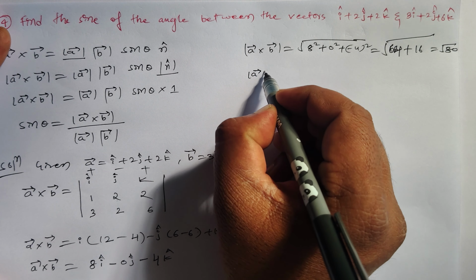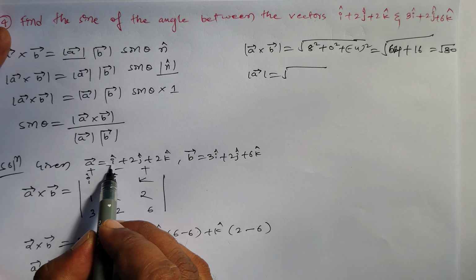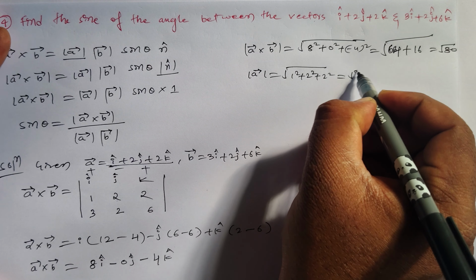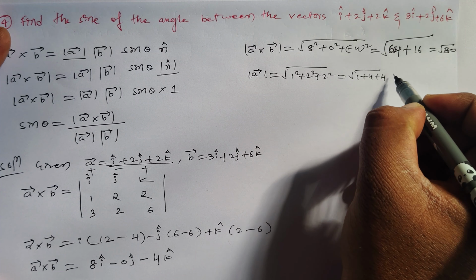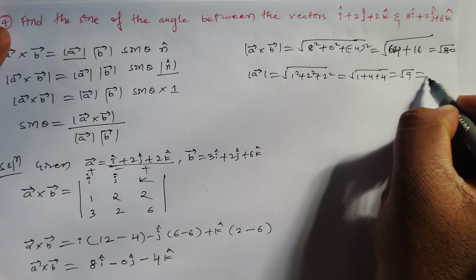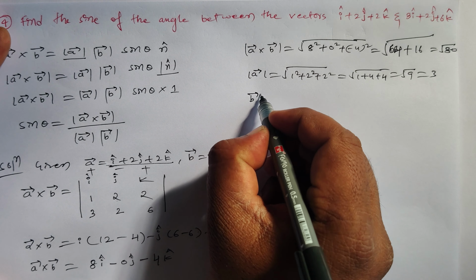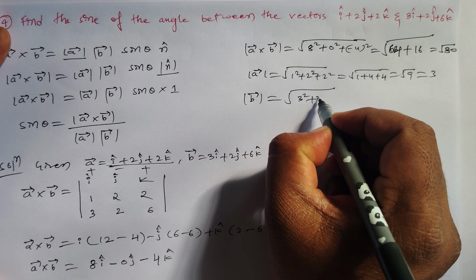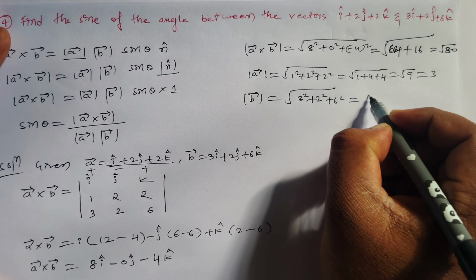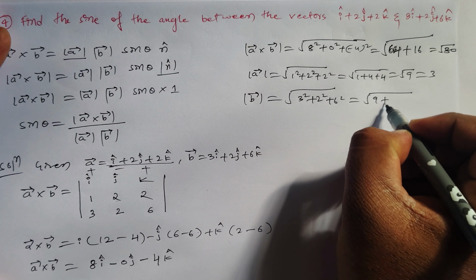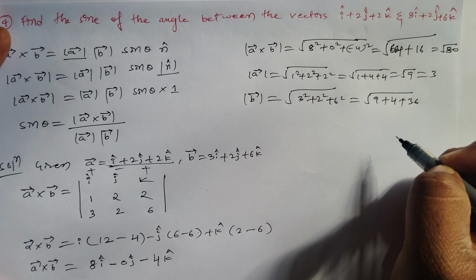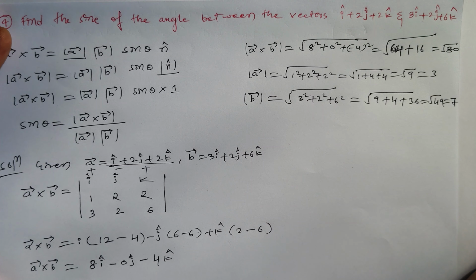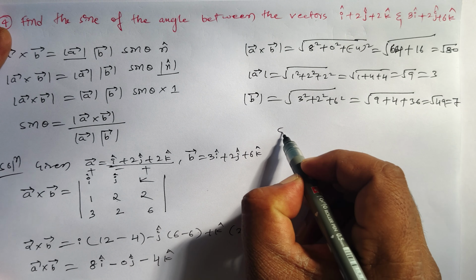To find magnitude of A vector, magnitude of A vector is equal to root of 1 square plus 2 square plus 2 square, that is equal to 1 plus 4 plus 4, that is equal to root 9. Root 9 becomes 3. To find magnitude of B vector equal to root of 3 square plus 2 square plus 6 square, 3 square is 9, 2 square is 4, 6 square is 36, 49. Root 49 value becomes 7.